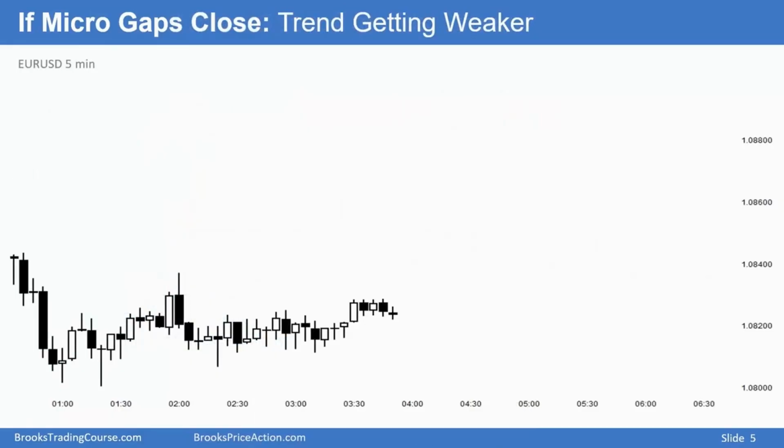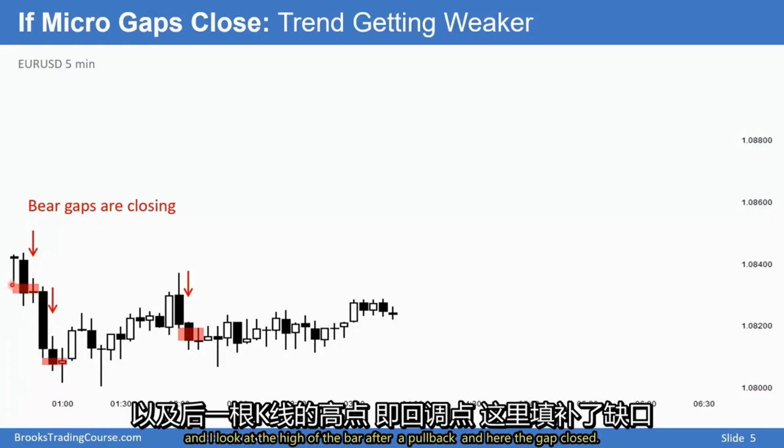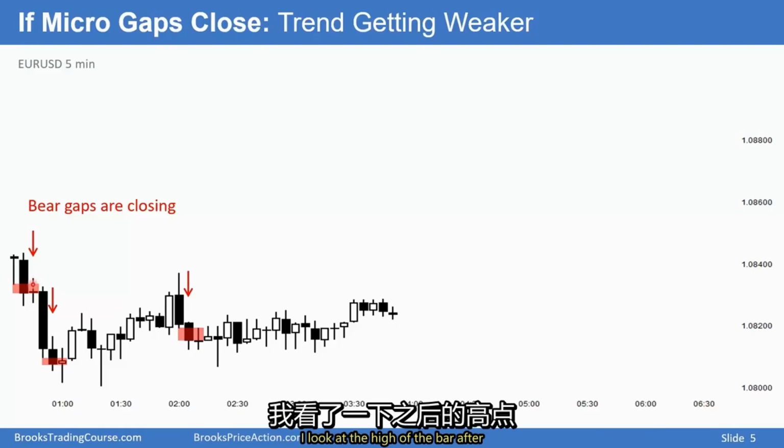5-minute chart of the euro versus the dollar. A big bear bar, and therefore I look at the low of the bar before, a potential breakout point, and I look at the high of the bar after, a pullback. And here the gap closed.